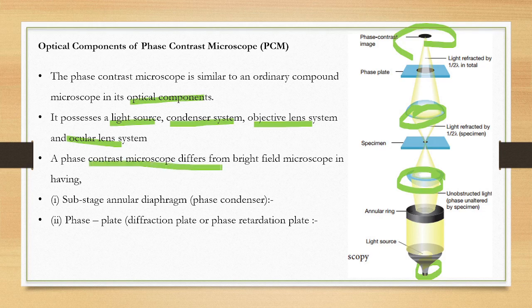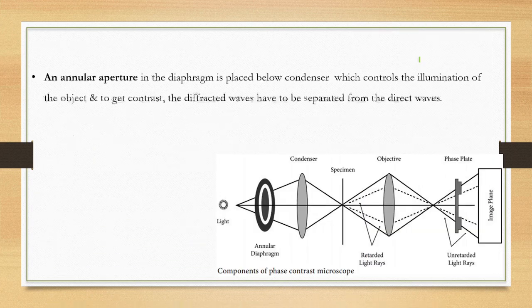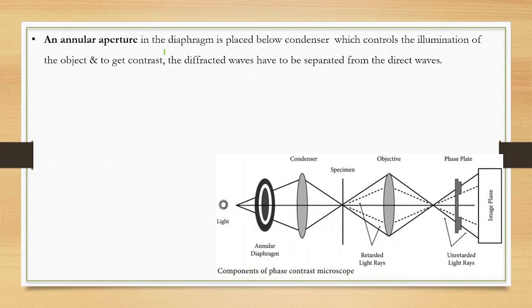The phase contrast microscope differs from the bright field microscope in having two structures: this is the annular ring, and this is the faceplate. Now the annular aperture, that is this one, lies just below the condenser lens, which controls the illumination of the object which is placed here.